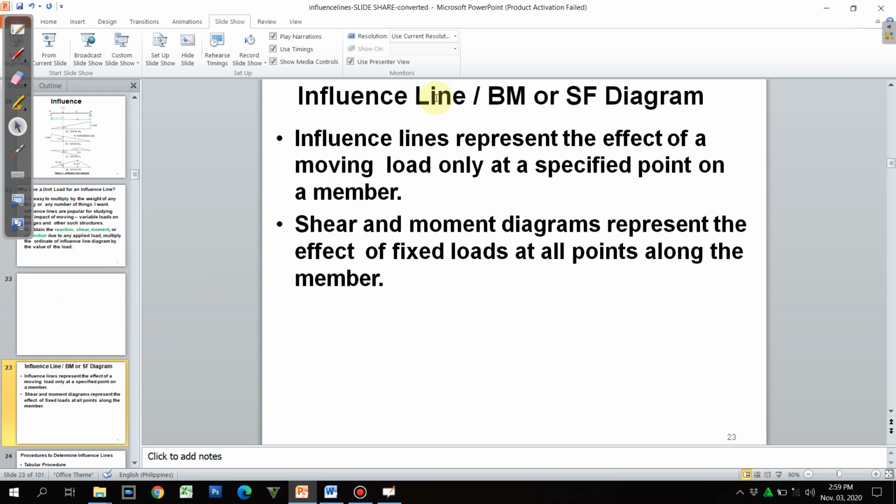So, influence line versus bending moment or shear force diagram. Influence lines represent the effect of a moving load only at a specified point on a member. Let me emphasize that the effect is concentrated only on a certain specified point. Unlike, again, the shear and moment diagram, where the load is fixed, your diagram depicts the effect at all points along the member.